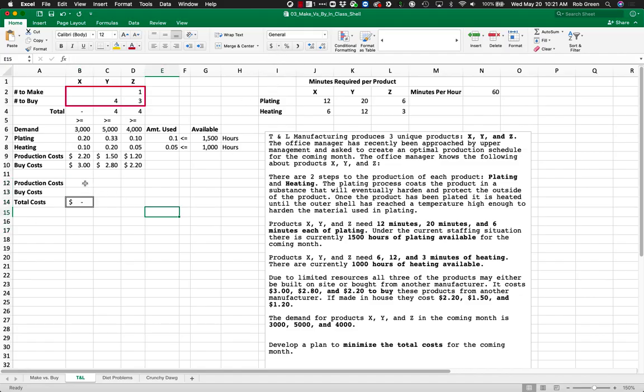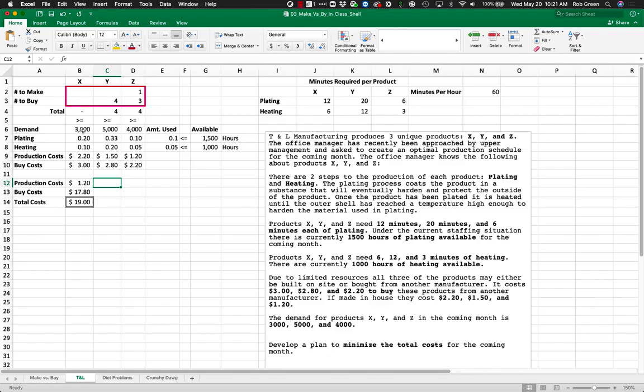Now, production costs. Again, our old friend SUMPRODUCT. My production costs are how many I decide to make matched with the cost per unit. Note I am not locking or using absolute referencing for the number to make. Why? Because I want to drag it down and I want both sets of cells to shift down one row, which they do right there. Okay. Now we're in pretty good shape.